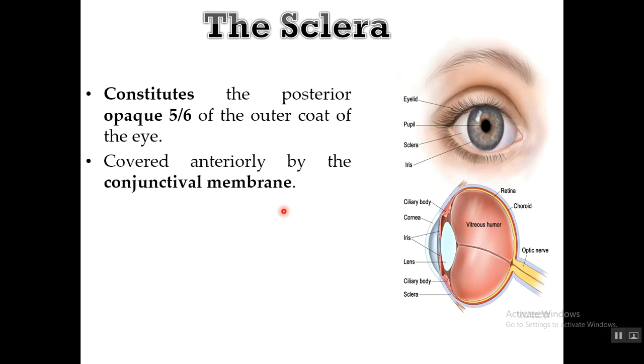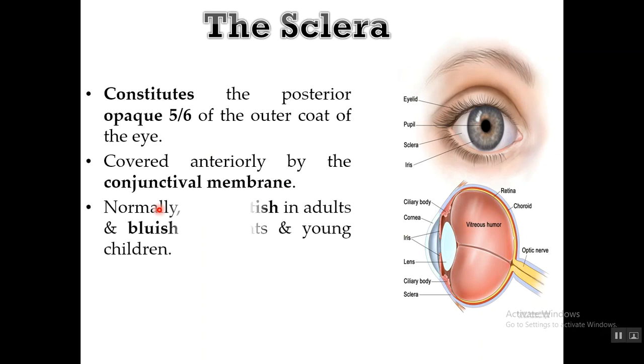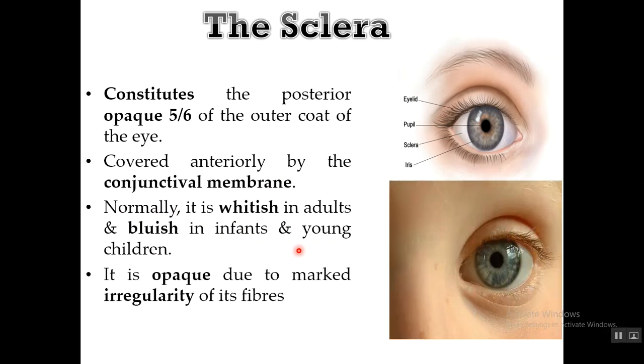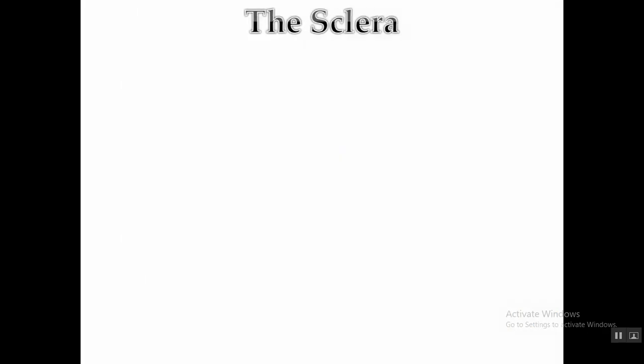They are covered by what's called the conjunctival membrane, and normally it is whitish in adults and bluish in infants. This is the normal condition. It is opaque due to irregularity of its fibers.